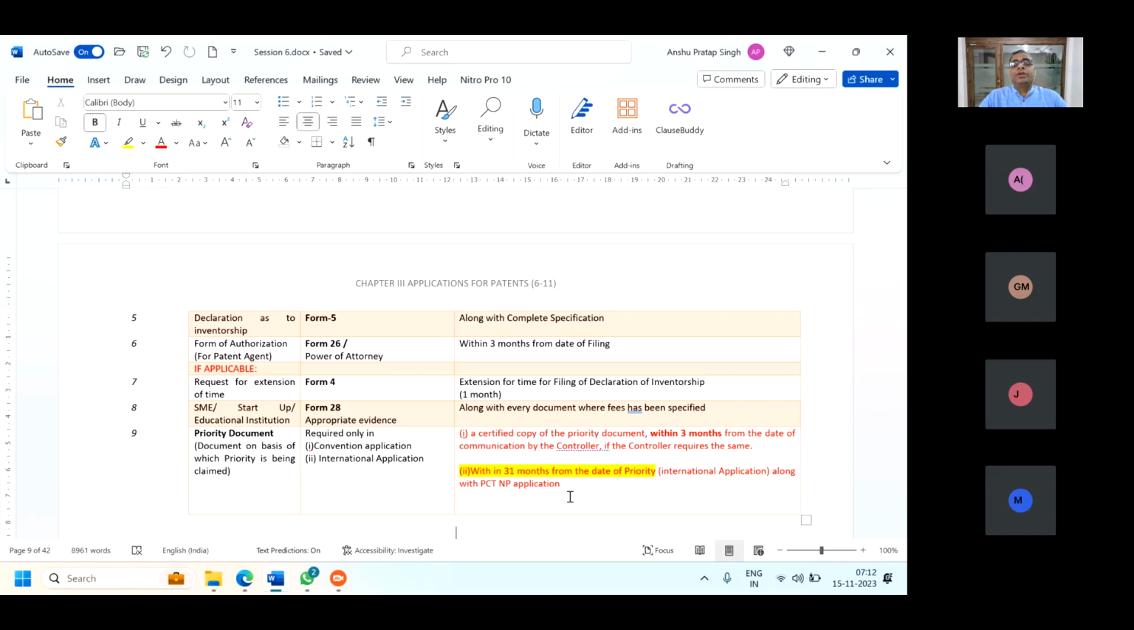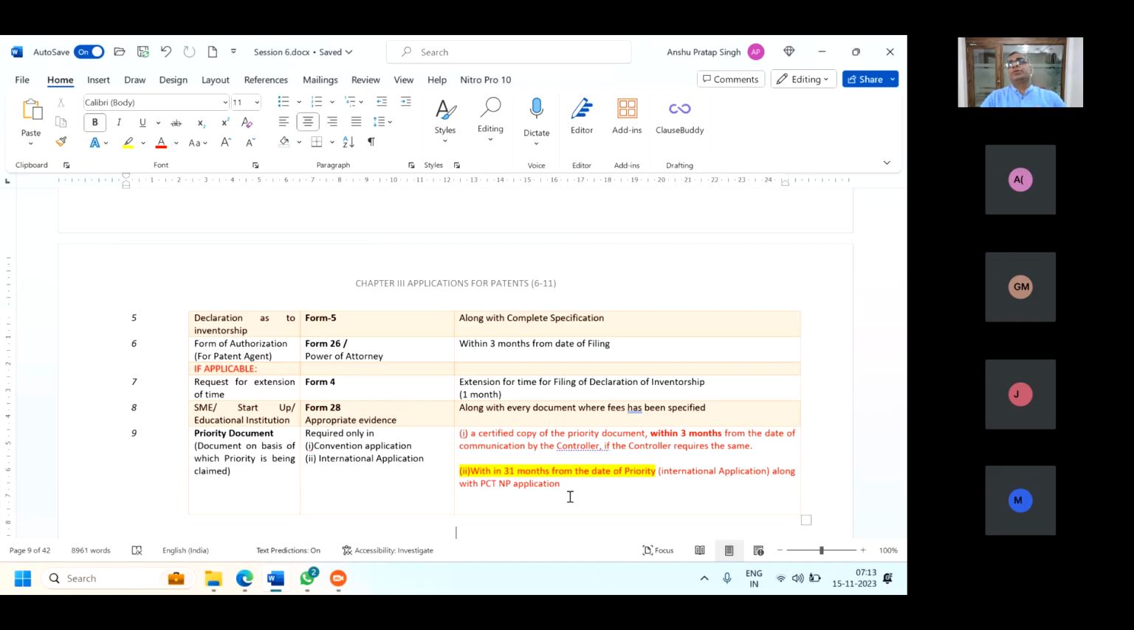So if you are requesting an extension of time for filing a declaration of inventorship, an extension of 1 month is generally granted. Now, the form of authorization, that is Form 26, should be filed within 3 months of the date of filing. Then there are, if applicable, clauses. When we are talking about an SME, startup, or educational institution, the related form is Form 28, which should be filed along with appropriate evidence. This is filed when you are claiming this status and a reduced fee.